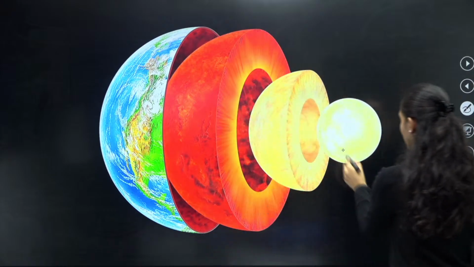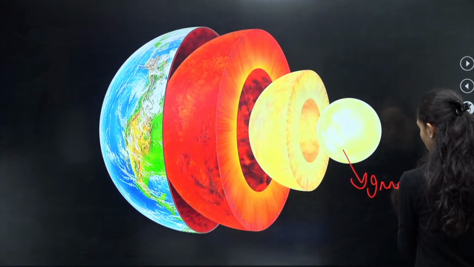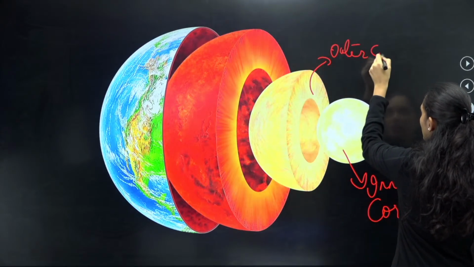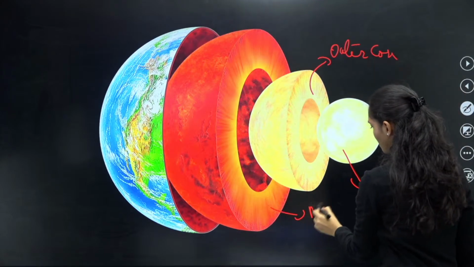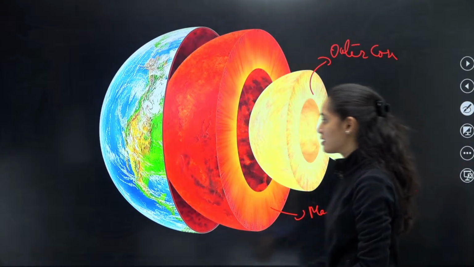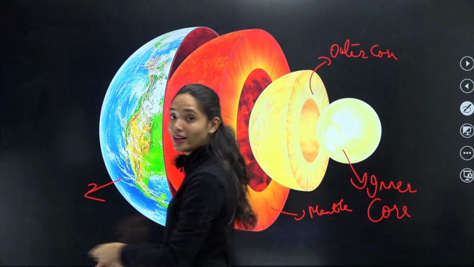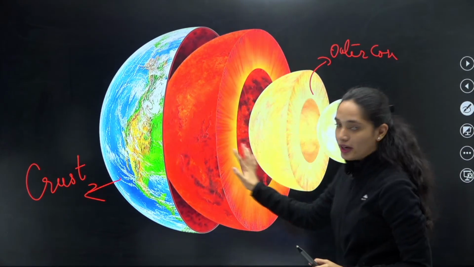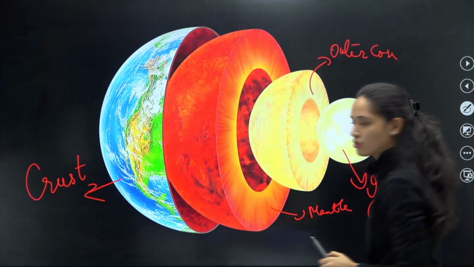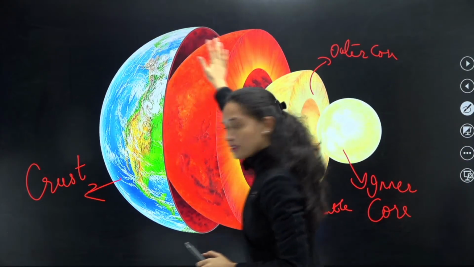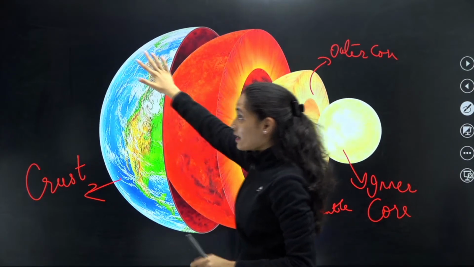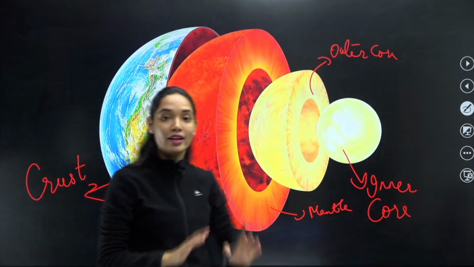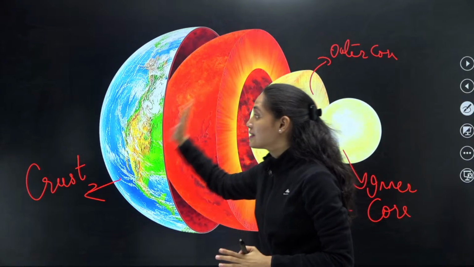So this is basically the inner core students. This is your inner core. This is your outer core. This is your mantle and this is your crust where we actually live. So students, these layers play a very, very important role. Talking about the crust, it is this layer where you will find different types of rocks.